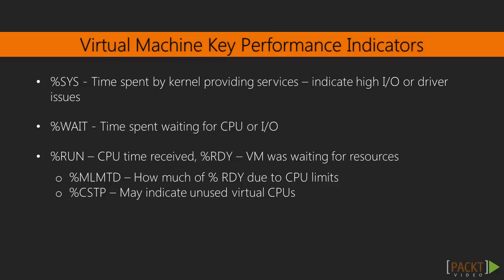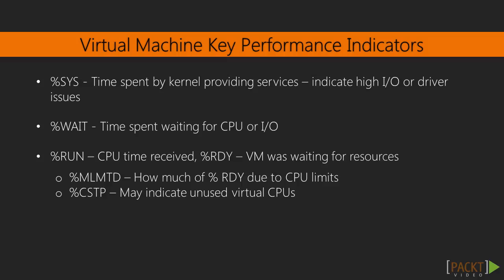Percent ready is useful, but it could be misleading. For example, if I've set virtual machine CPU limits, then effectively once that virtual machine reaches its limit, all of its requests have to be dropped. That will actually show up under ready time, but is actually a factor of the CPU limiting. So if you see ready time is high and the %MLMTD, max limited, is also high, then that would tell us potentially that we've got a virtual machine with limits set, and then we'd want to review why we're doing that or whether that's appropriate.